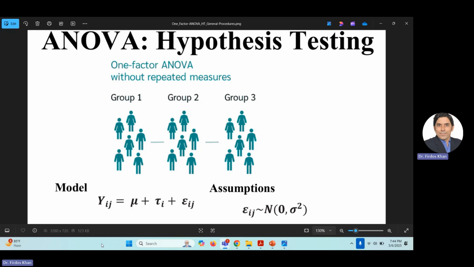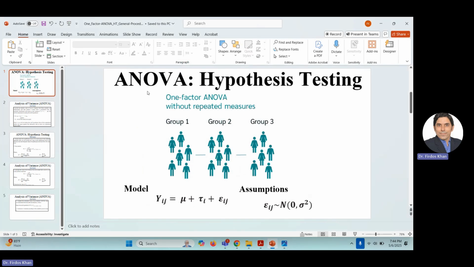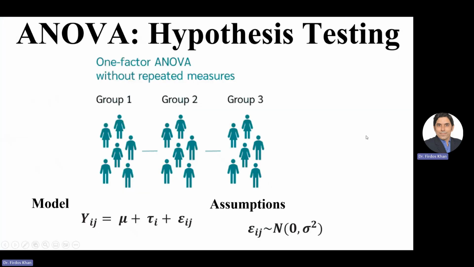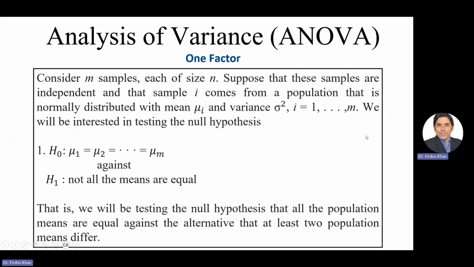So I will start from the formulation of the hypothesis, and let's go straight to the hypothesis testing procedure under one factor analysis of variance. The initial step is like the hypothesis testing under the t-test and z-test: you need to formulate your null hypothesis and alternate hypothesis.